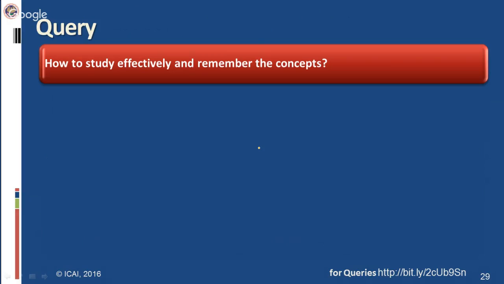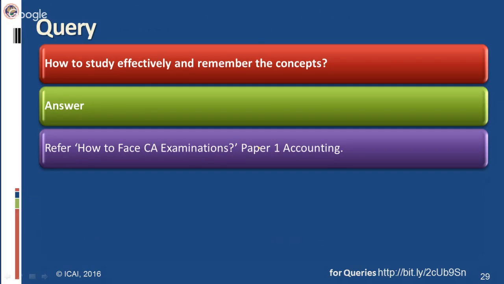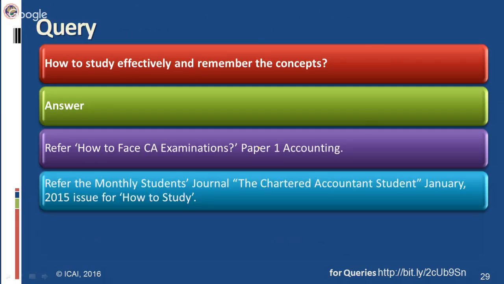How to study effectively and remember the concepts. For this purpose, you can refer to how to face the CA examination for Paper 1 Accounting, and also you can refer to the Journal of the Chartered Accountant Student, 2015 issues, in which we have provided how to study. In our study material, we have also provided how to study and how to make notes.